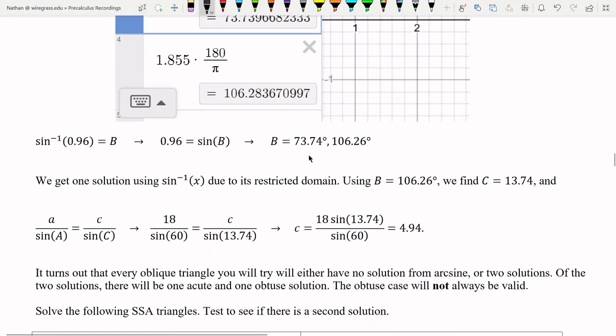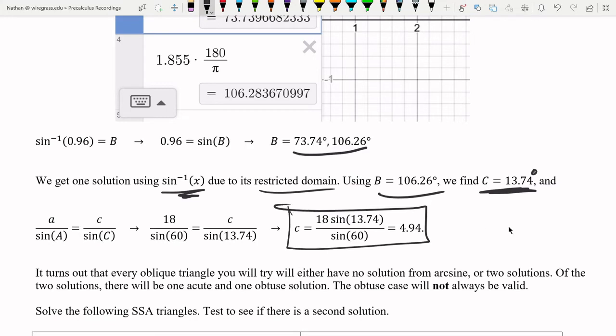And that's what I have shown here. And we only got one from the sine inverse, of course, because of its restricted domain. That's always going to be the case when you're working with inverse trig functions. You're always going to have potentially more solutions than you're told. So if we use B equal to 106.26, we already solved for 73.74. So if we instead use B equal to 106.26, we can find that C equals 13.74 degrees. And then solving for the side c, we get this other side length here.